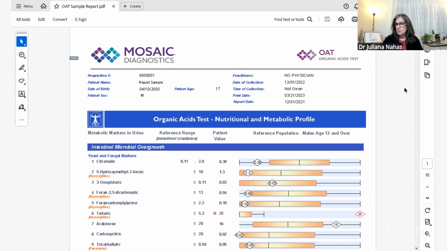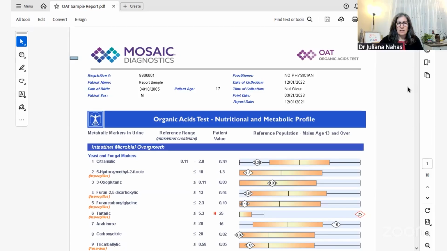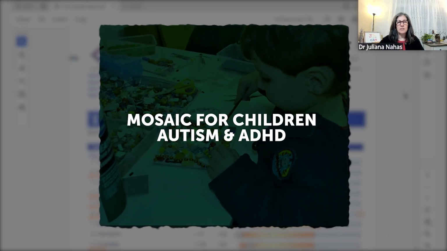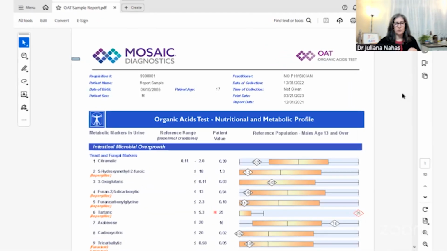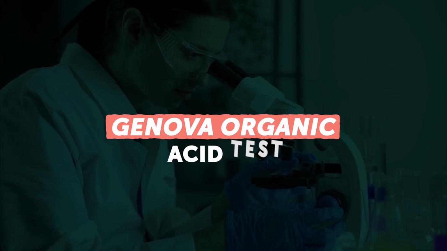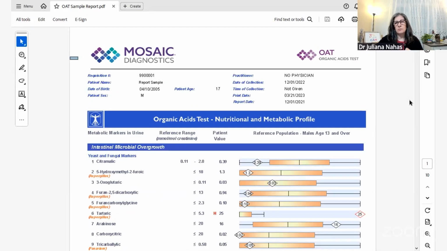Sunny, have you had experience with this test? Yes, I feel like just about every functional medicine or holistic practice that I've worked with uses this specific test. And I like the Mosaic for children because, especially with autism and ADHD, we're looking for certain markers that we'll see further down on this page. The Genova Organic Acid Test is wonderful too. It just doesn't show me these particular markers. So I tend to use the Genova more in older patients, and this test I use in younger patients.